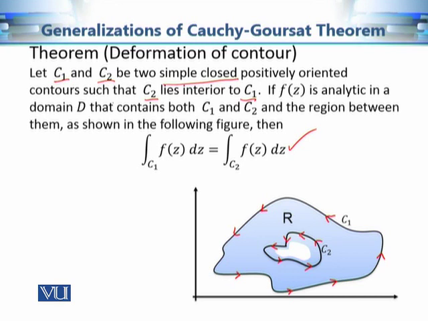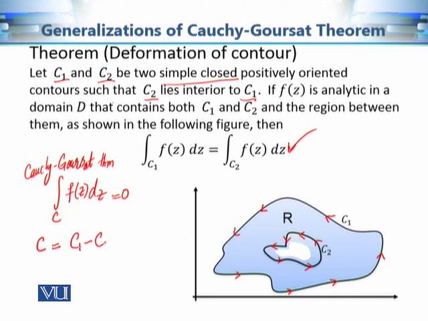Now why is it a generalization of the Cauchy-Goursat theorem? Remember, what is the Cauchy-Goursat theorem? It says that if we have a positively oriented simple closed contour C contained in a simply connected domain, then the integral is going to be equal to 0. So this is the Cauchy-Goursat theorem. Now let's see why this is a generalization. Let's consider this contour C, which is equal to C1 minus C2.